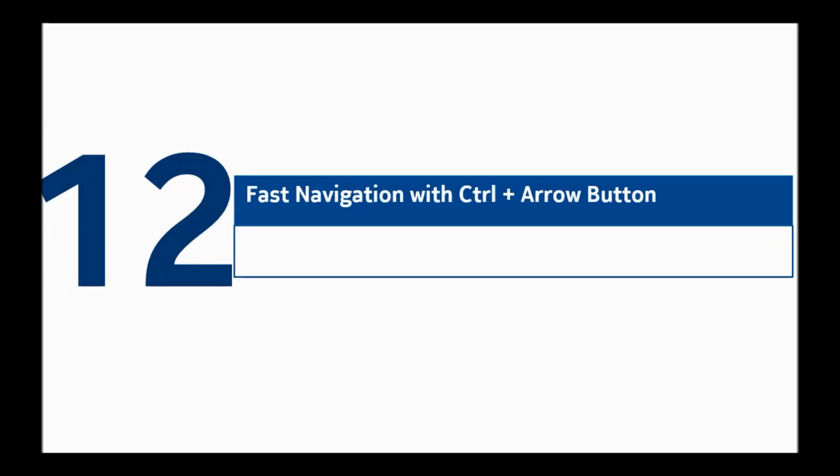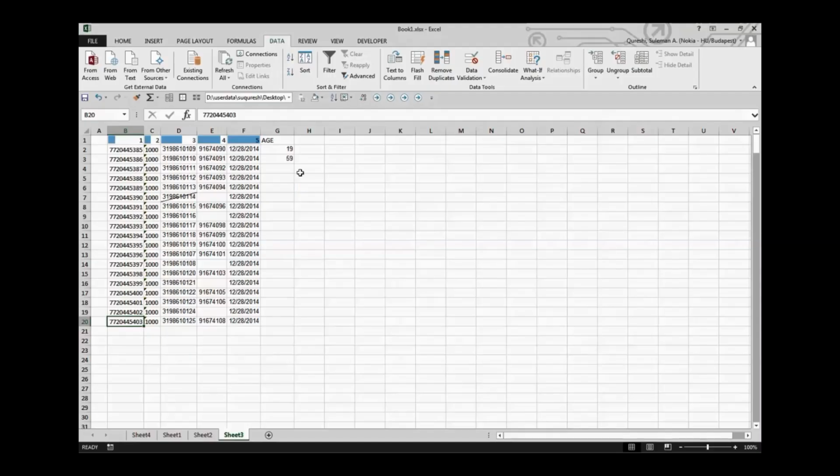Fast navigation with Control plus arrow key. Yes, when you are in your Excel, it's very easy to move with Control and an arrow. You see, I can move with Control and an arrow across the whole sheet. So you can easily go to the other end of the sheet with Control and an arrow. It makes navigation fast.